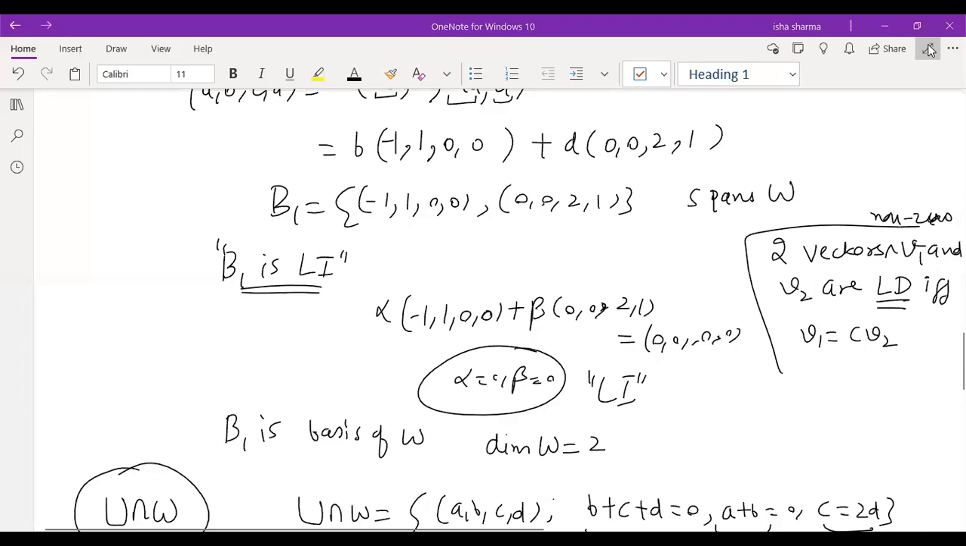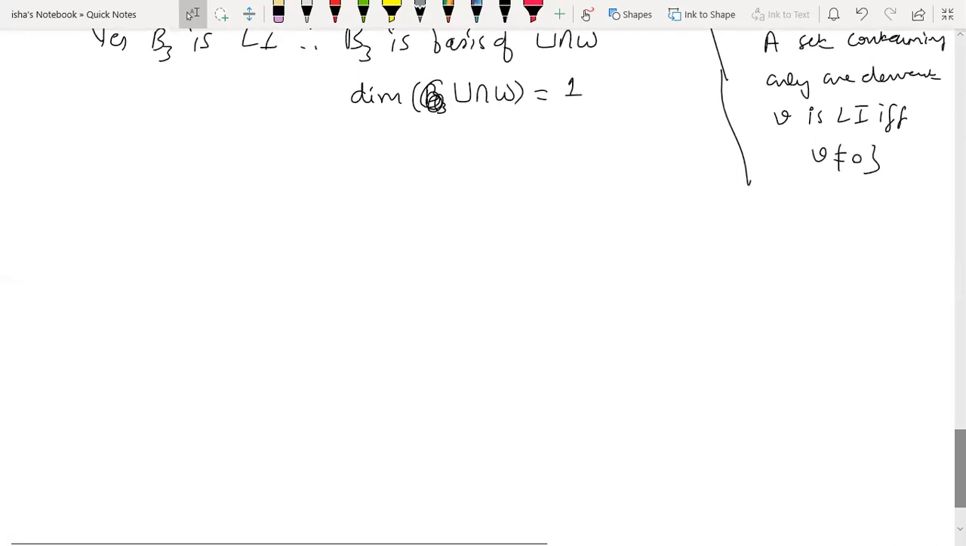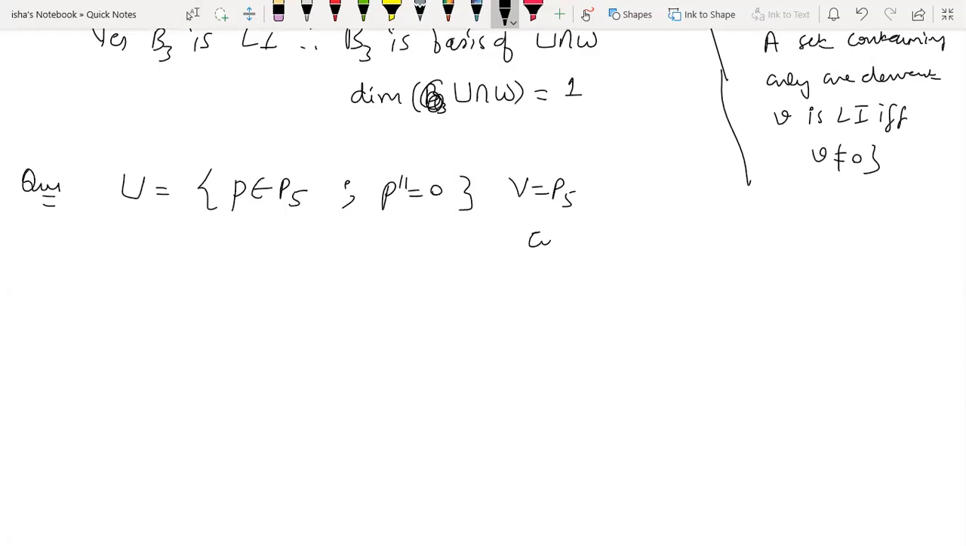The statement is still the same. We have to find basis and dimension, but this time I'm choosing an example of polynomials. So this time my U is given to be p belongs to P5, p double dash is 0. So your vector space is P5. It contains the polynomials of degree less than or equal to 5. So now U is a subspace of V, right? This is given to you in the question that this is a subspace of P5.